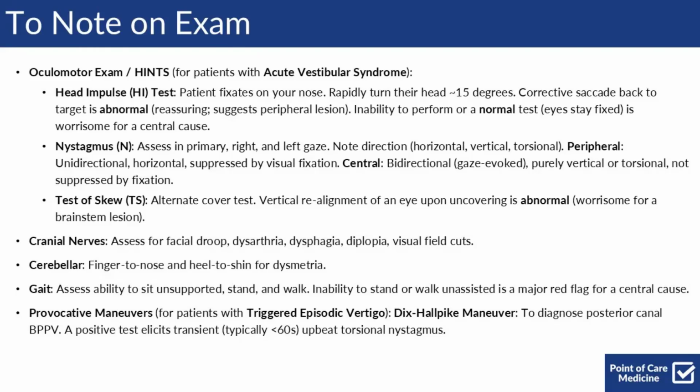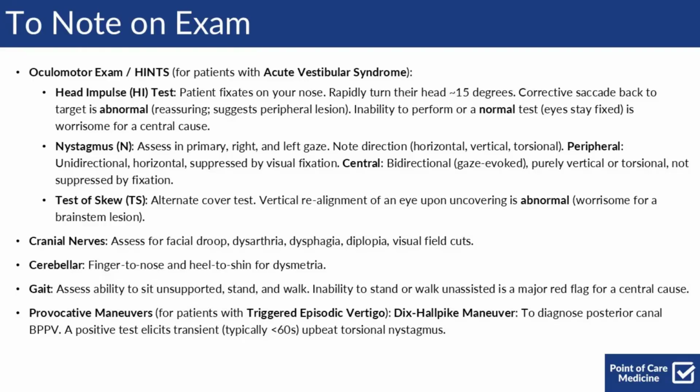For patients with continuous dizziness or acute vestibular syndrome, you must perform the HINTS exam. The first part is the head impulse test. The patient fixates on your nose and you rapidly turn their head about 15 degrees to one side. A corrective saccade, where their eyes jump back to the target, is an abnormal but reassuring finding, as it suggests a peripheral lesion. A normal test, where the eyes stay fixed on the target, is worrisome for a central cause.